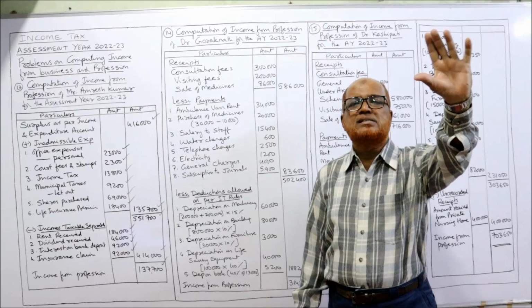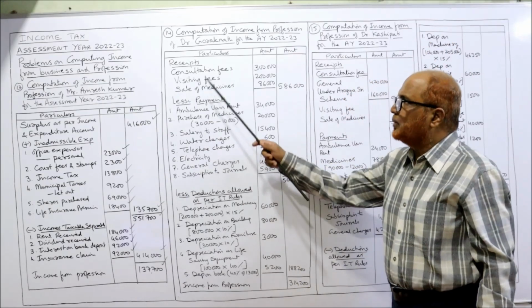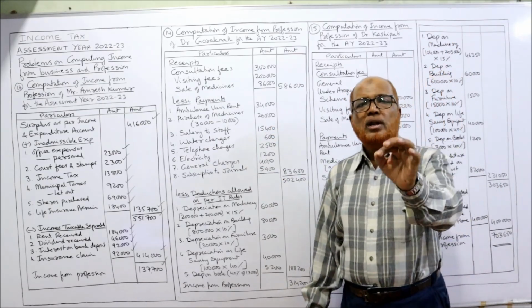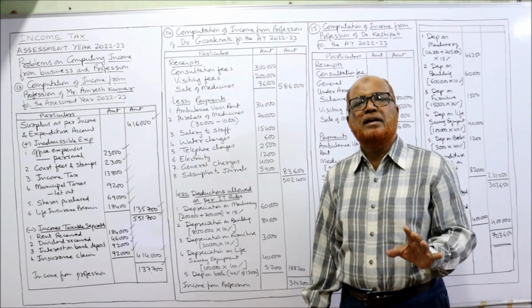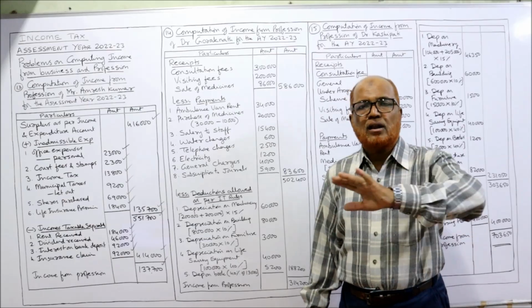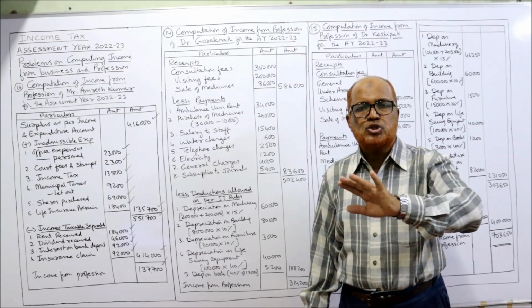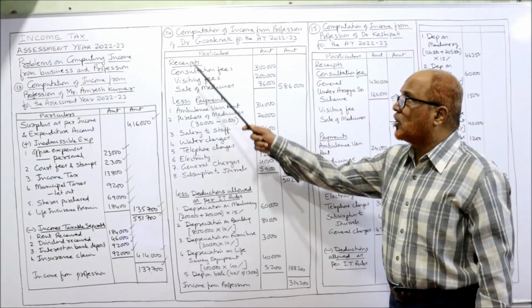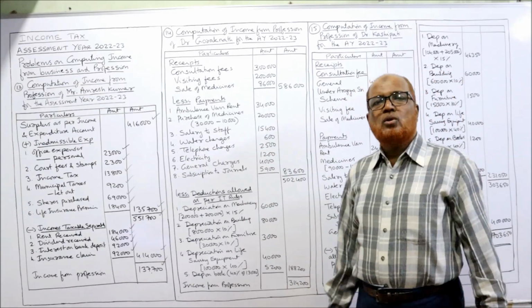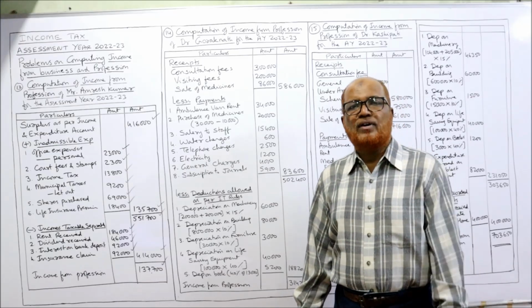Here, we are given only receipts and payments. So, first we take receipts. Only revenue receipts of profession will be taken. If the receipts are not of a professional type, we should not take. You have to identify which are the items. He is a doctor. You must know what are the normal receipts of a doctor.